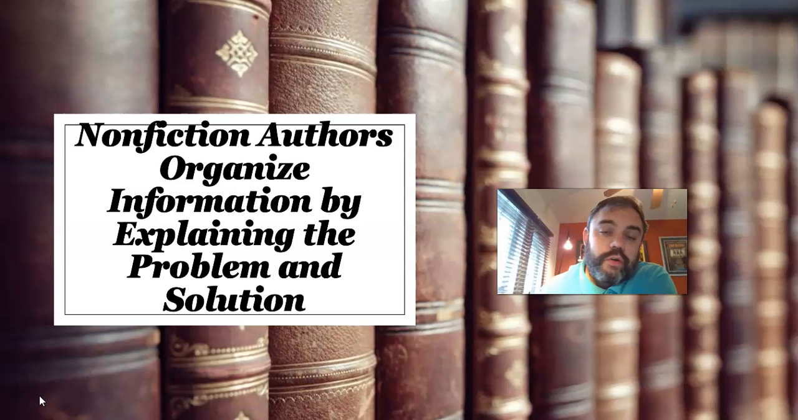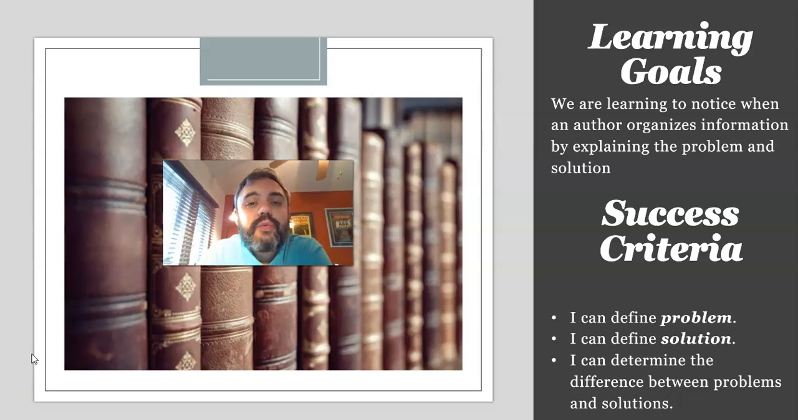So, as always, let's move on to our learning goals and success criteria so we know exactly what we're trying to accomplish today. Our learning goal today is that we are learning to notice when an author organizes information by explaining the problem and solution. Okay? It's a classic way that a lot of authors organize their work, so I think it's important that we learn how to notice that.